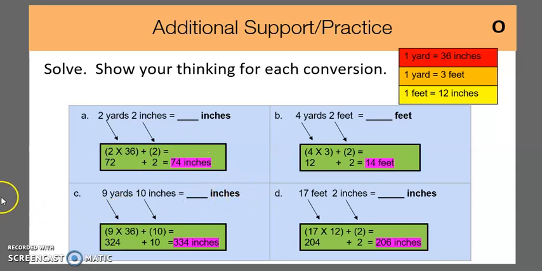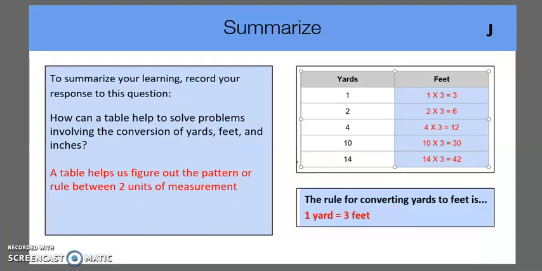Okay, we're going to go into our summarization. To summarize, how can a table help to solve problems involving the conversion of yards, feet, and inches? A table helps us figure out the pattern or rule between two units of measurement. For example, if we're looking at yards to feet, on one side we have yards, and in order to convert it to feet, we can develop a rule. Here the rule is 1 yard equals 3 feet, and for each of these values we can multiply by 3 to give us the number of feet indicated by the yards.